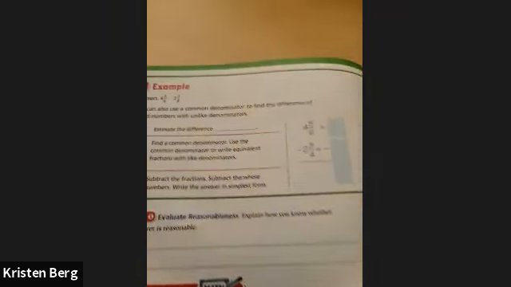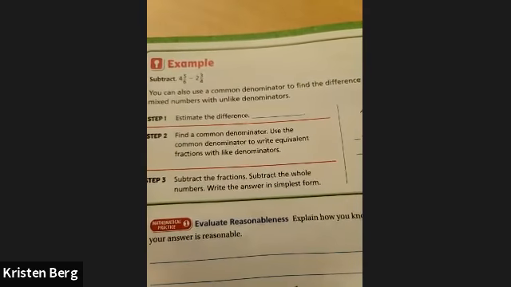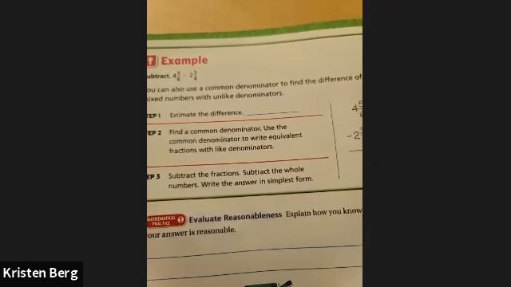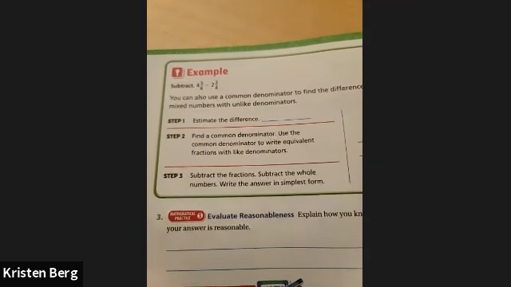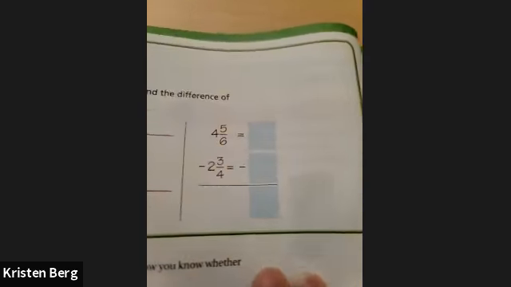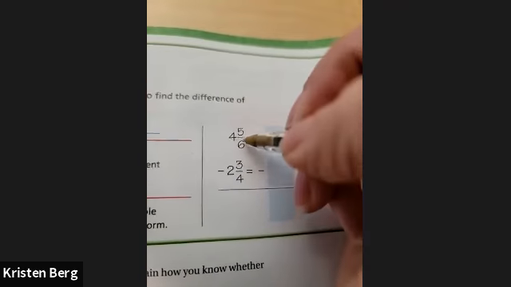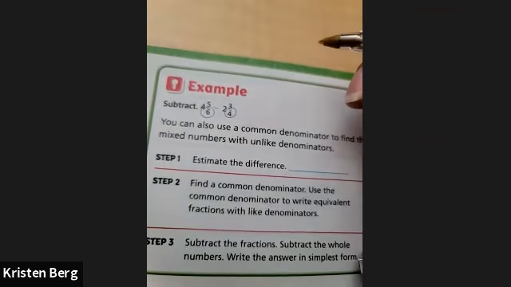All right, so next one. Here it says you are going to subtract. You can use the common denominator to find the difference of the mixed numbers with unlike denominators as well. Same thing goes. You need to find a common denominator first. Here, the denominators are 6 and 4.